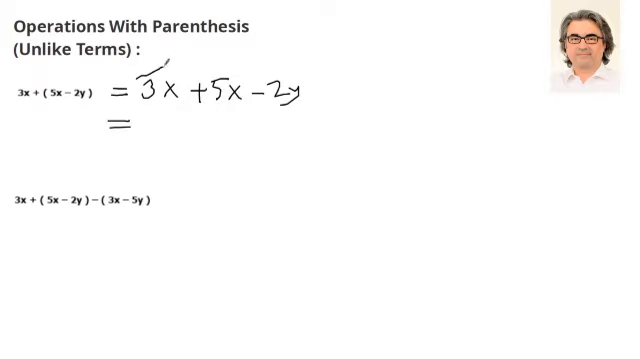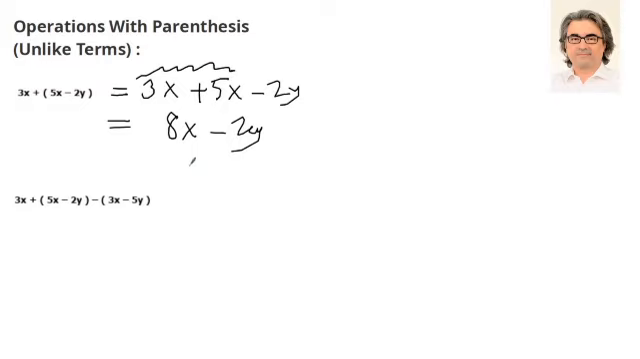Now let's start from the first two terms, from the left side of this expression. 3x and 5x are like terms. So I may make this addition operation. Plus 3 plus 5, 8 times x minus 2 times y. So, can I continue with this operation? 8 times x minus 2 times y. As you see, they are unlike terms.